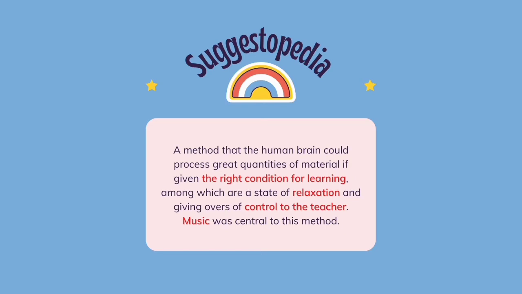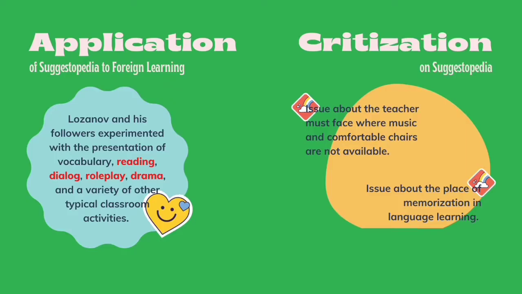According to Lozanov, during the soft playing of baroque music, one can take in tremendous quantities of material due to an increase in alpha brain waves and a decrease in blood pressure and pulse rate. In applying Suggestopedia to foreign language learning, Lozanov and his followers experimented with the presentation of vocabulary, readings, dialogues, roleplays, drama, and a variety of other typical classroom activities. Some of the classroom methodology was not particularly unique, but the primary difference lay in a significant proportion of activity carried out in soft, comfortable seats in relaxed states of consciousness.